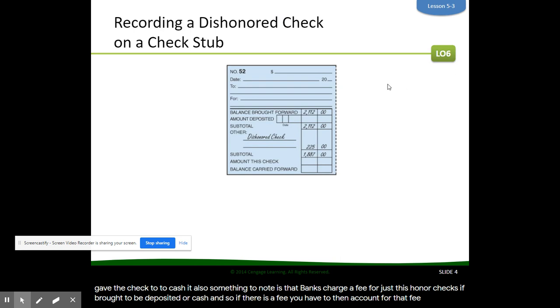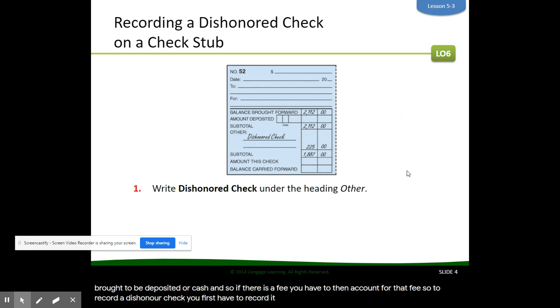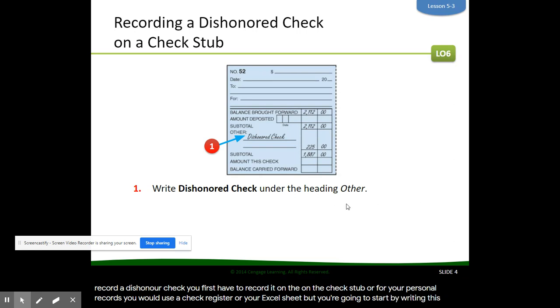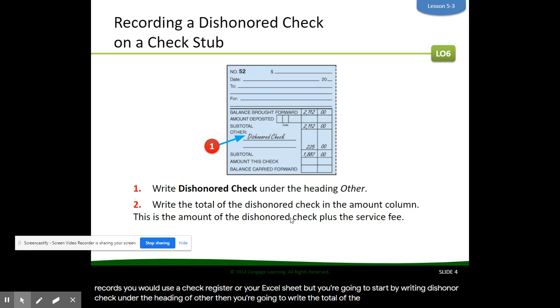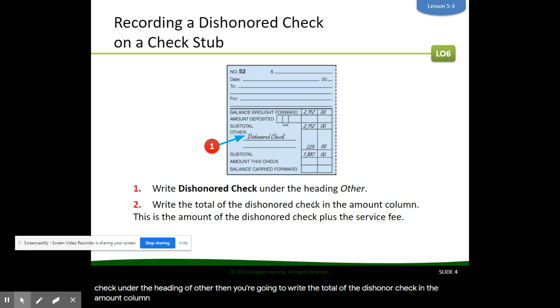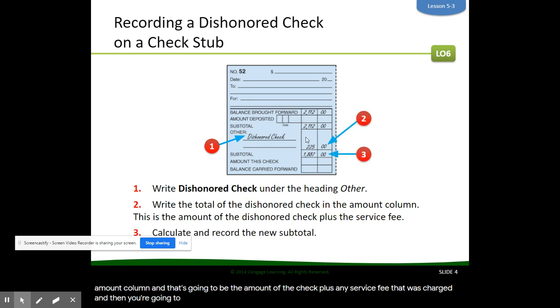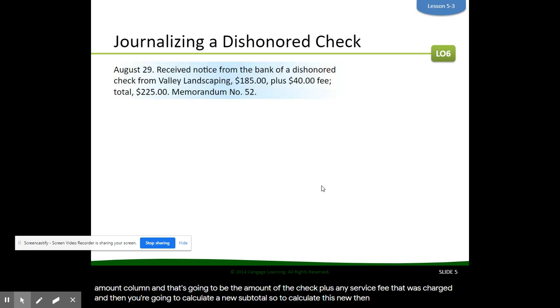So, to record a dishonored check, you first have to record it on the check stub, or for your personal records, you would use a check register or your Excel sheet. But you're going to start by writing dishonored check under the heading Other. Then you're going to write the total of the dishonored check in the amount column, and that's going to be the amount of the check plus any service fee that was charged. And then you're going to calculate a new subtotal. So to calculate this new subtotal, you would subtract right here. Then you need to journalize it.